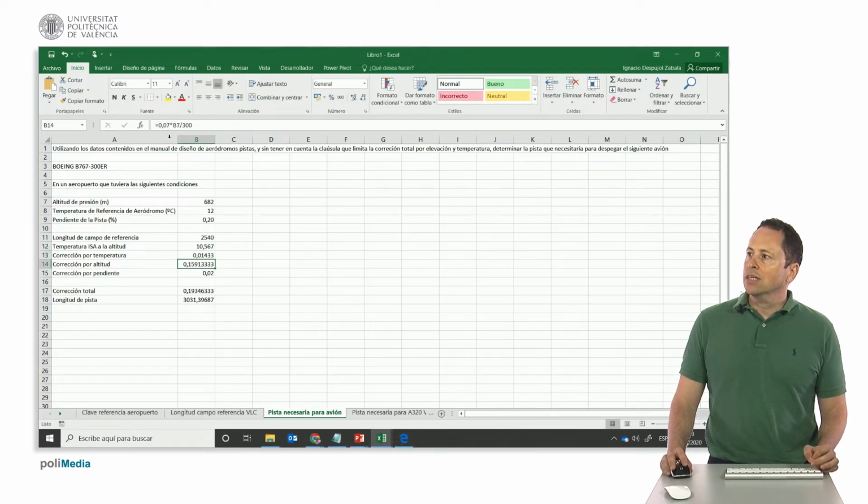Then we estimate the correction of altitude, which is 7% for every 300 meters. Then we divide 682 by 300. We multiply by 0.07 and we get 15.91%.